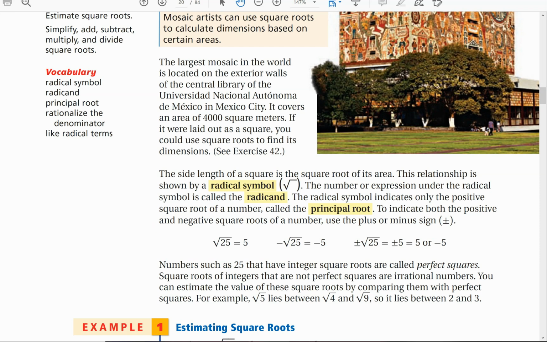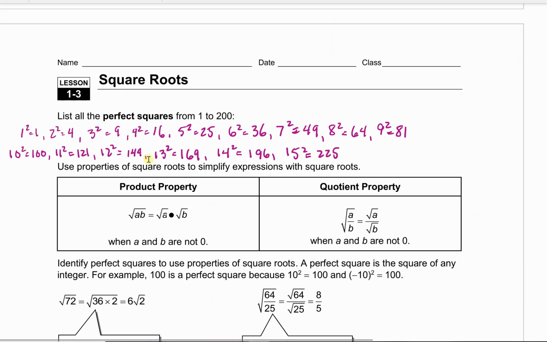Now, what are these perfect square numbers? 25 is a perfect square because it has an integer solution when you take the square root. Because 5 times 5 is 25, so you undo it, you get 5. So let's go to our note sheet here, and I've written down all the perfect squares from 1 to 200. I wrote them down already because it would take too long to just write them all out. But basically we got 1 squared is 1, 2 squared is 4, we got 9. Let's highlight them.